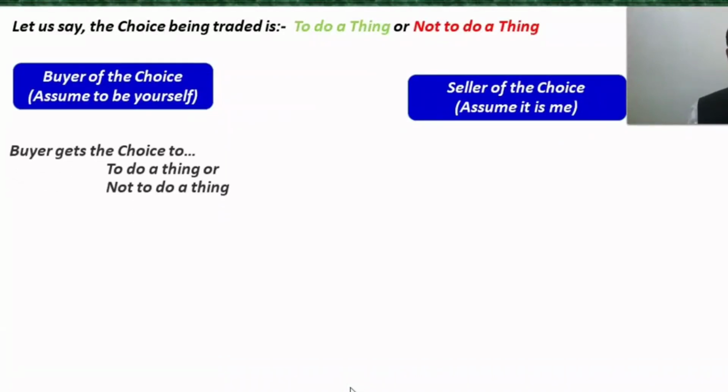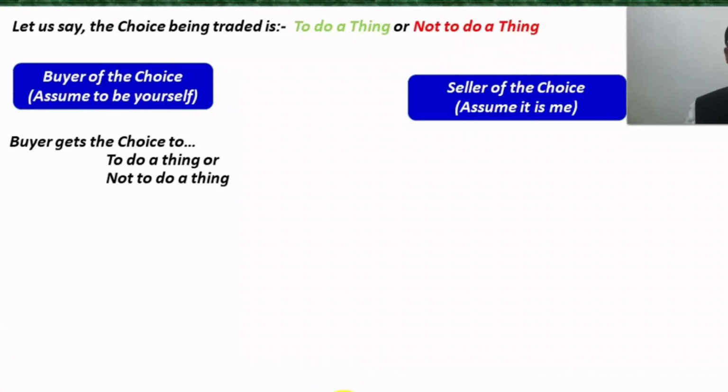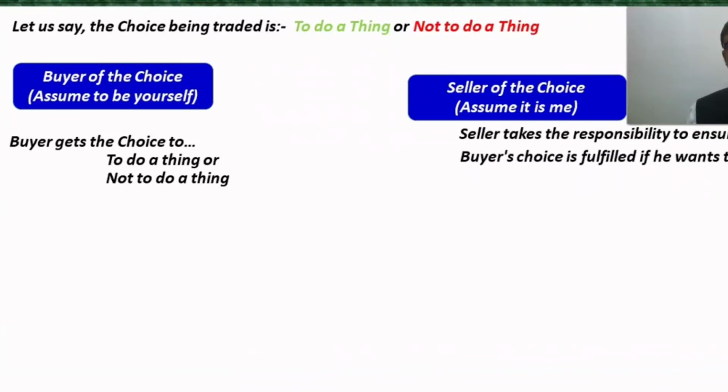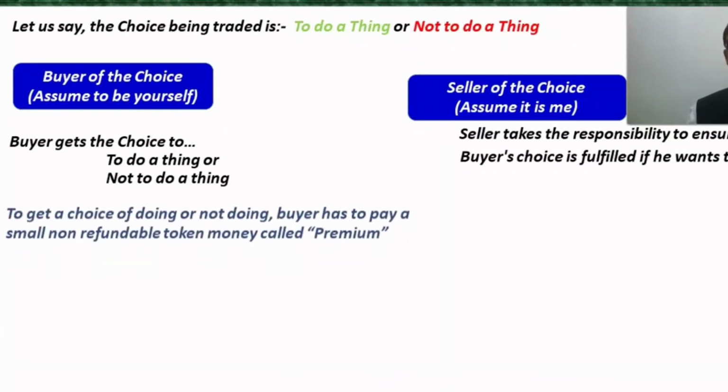All right. So as a buyer, you have got the choice. If you want, you will do the thing. If you don't want, you will not do the thing. And as a seller, I take the responsibility that when you want to do the thing, I will allow you to do the thing. All right. That is my responsibility as a seller of the choice.